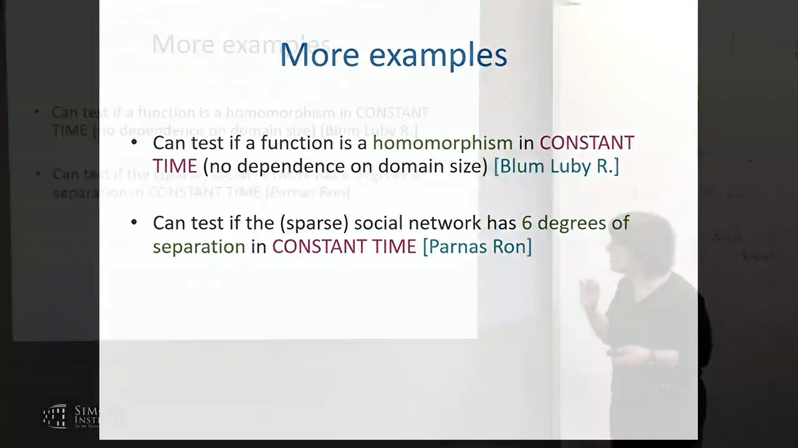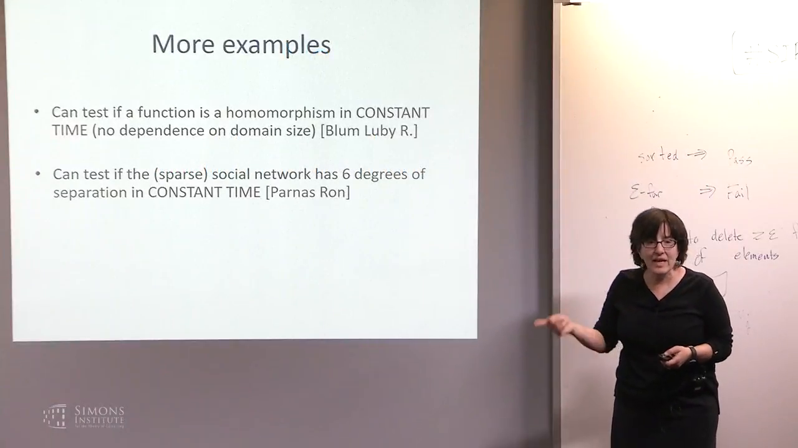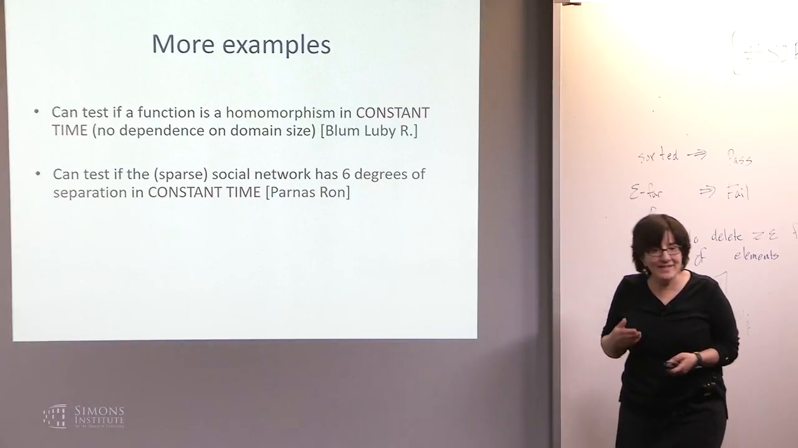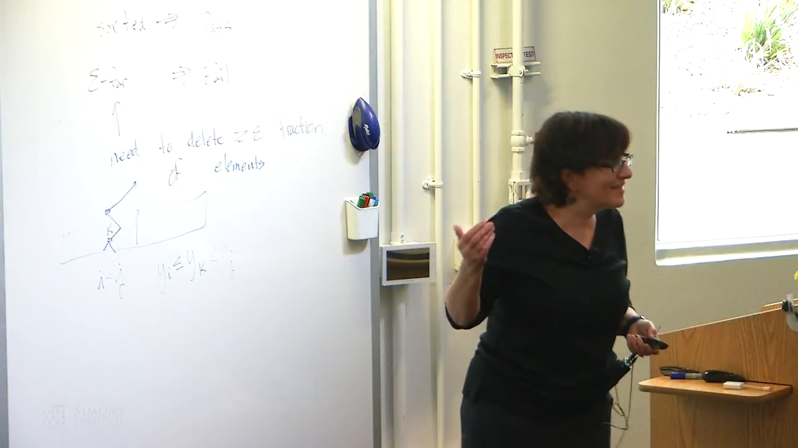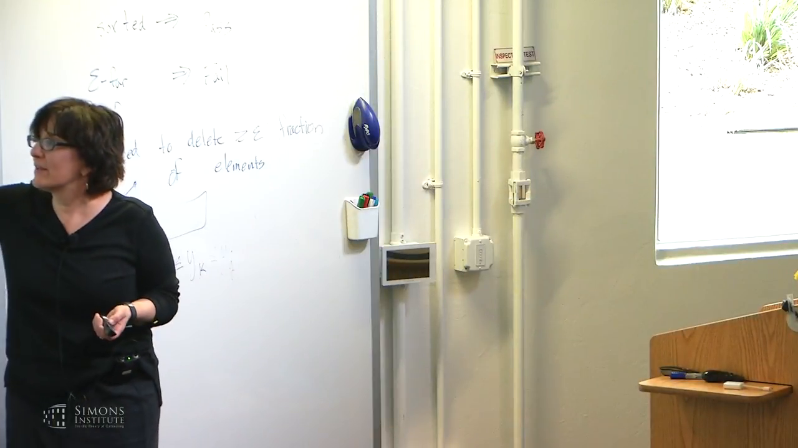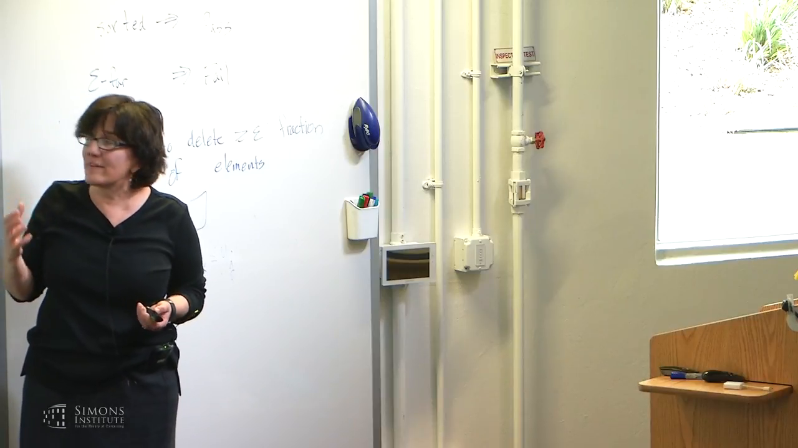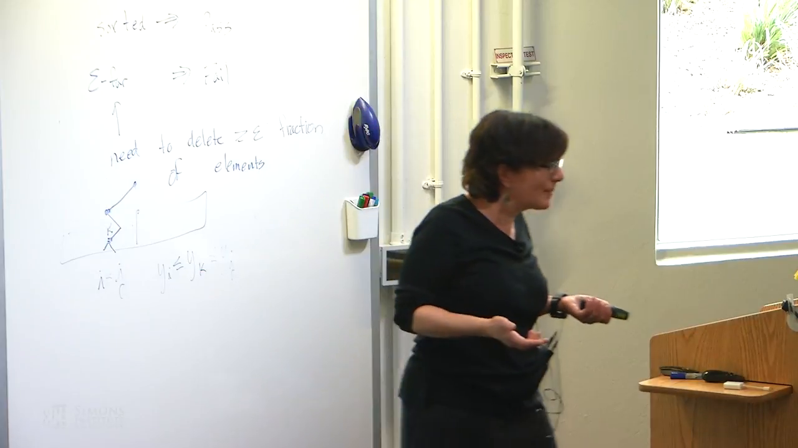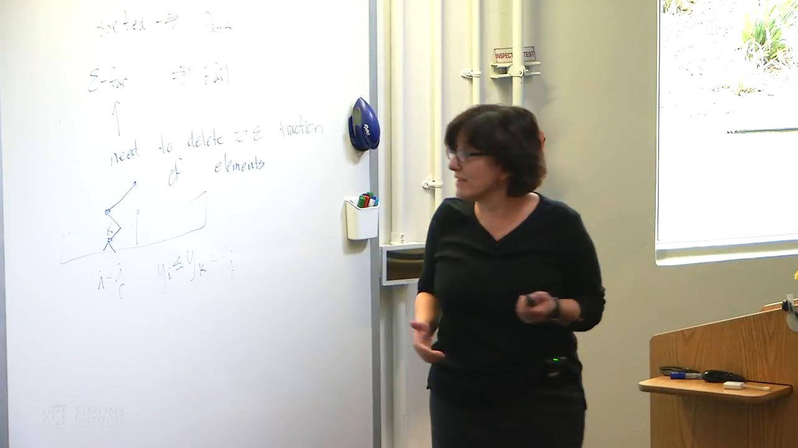Okay, so it's actually not just testing that it satisfies it for all x, y most of the time, but it's actually testing that you're close to some specific homomorphism on 1 minus epsilon fraction of the inputs. Another example is you can test if a sparse social network graph has 6 degrees of separation, also in constant time, if you allow this notion of distance.